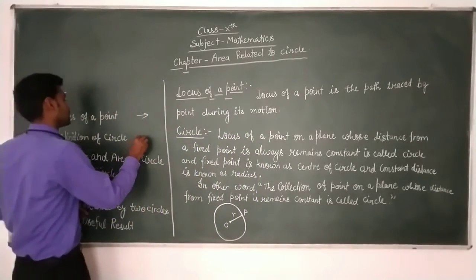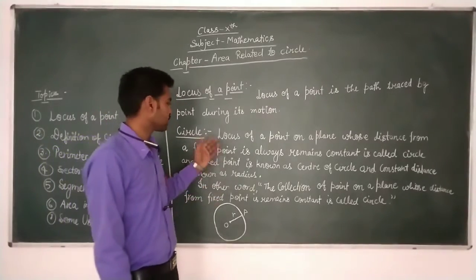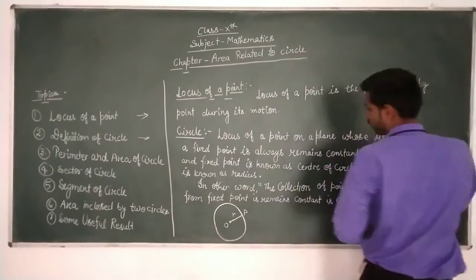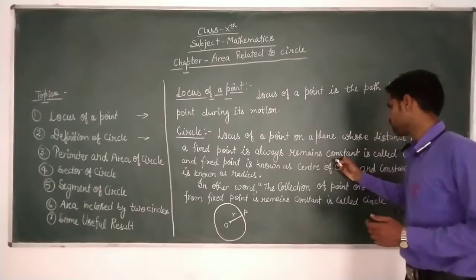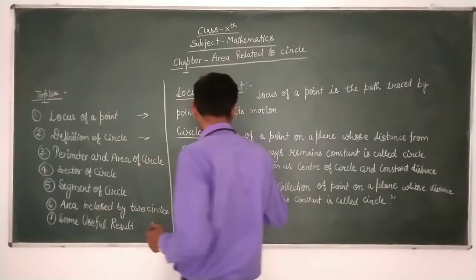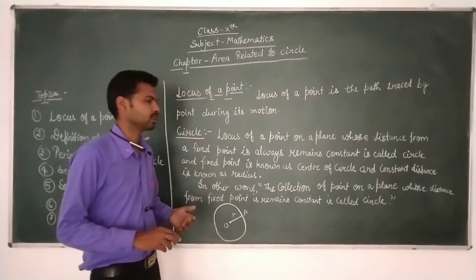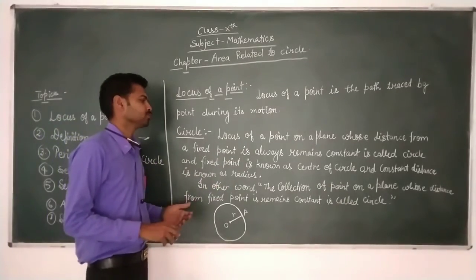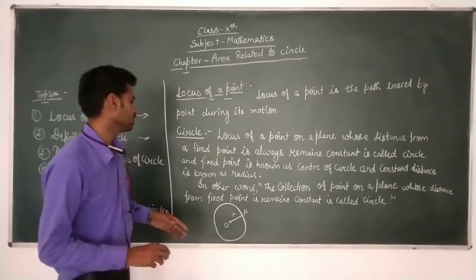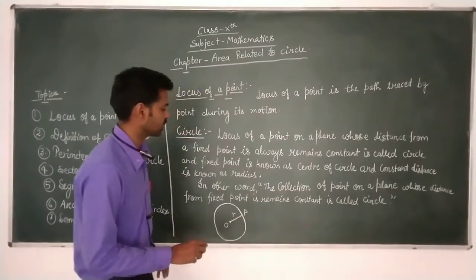Second point is definition of a circle. What is a circle? A circle is the locus of a point on a plane whose distance from a fixed point always remains constant. The fixed point is known as the center of the circle, and the constant distance is known as the radius of the circle. In other words, the collection of points on a plane whose distance from a fixed point remains constant is called a circle.